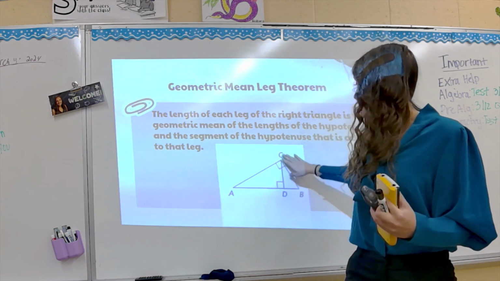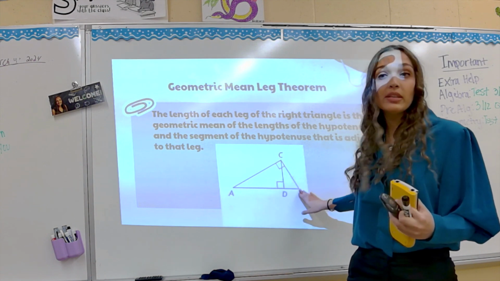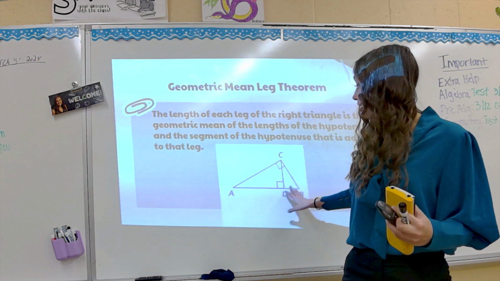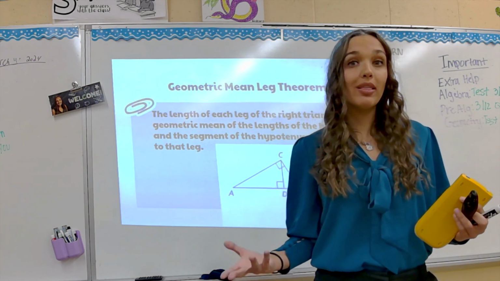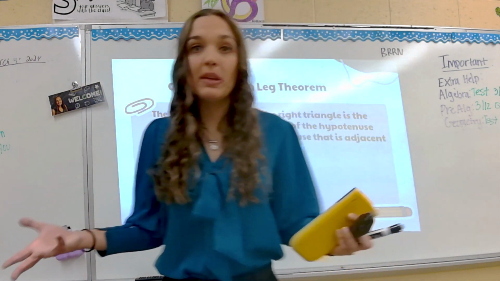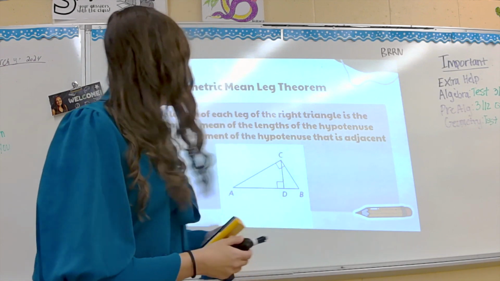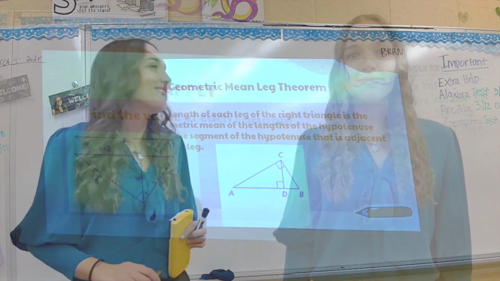Likewise, if I'm using CB, I am going to multiply the whole hypotenuse by the DB. So we're going to take the part that's closest and we're going to multiply it by the whole hypotenuse and set it equal to our leg squared. This is very important, both of these theorems, to be able to even apply and find the lengths that we're looking for. Let's try an example problem to see exactly what I am talking about here.